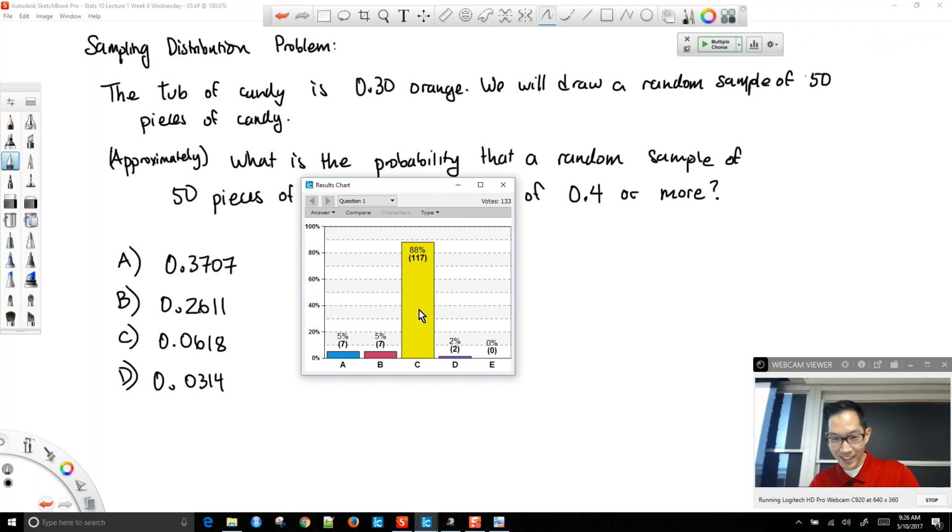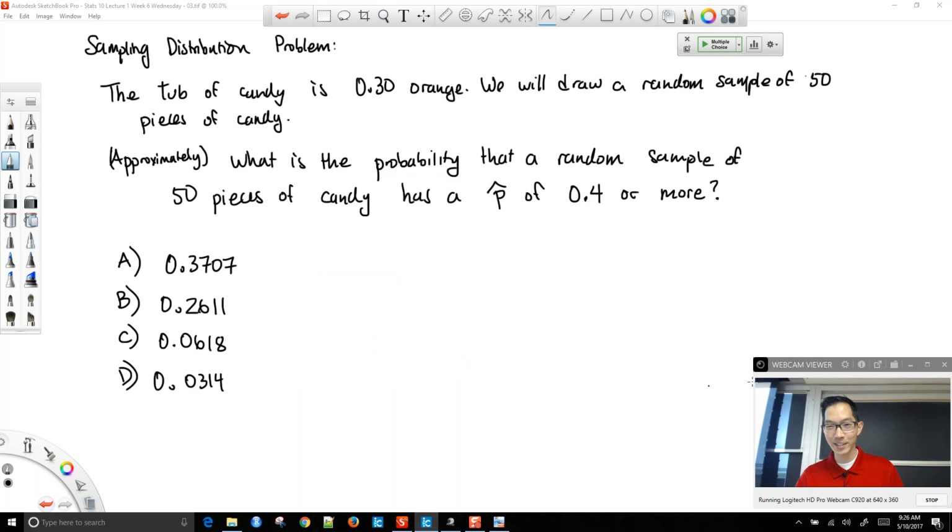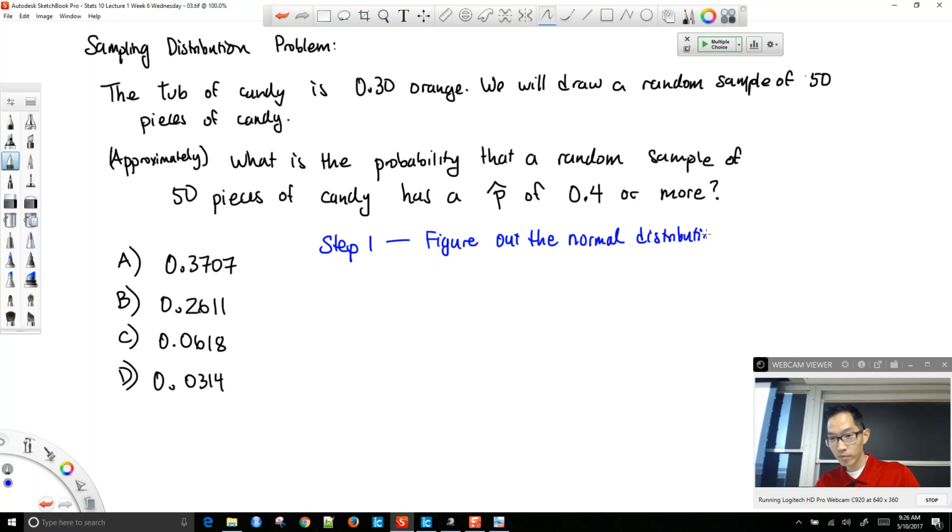Okay, and that is the correct answer. 88% of you got that correct. All right, so the steps to do this, and I gave you a little bit of a hand by doing the last part for you guys, right? But the first part, step 1, is figure out the normal distribution. Now that was done for you, but perhaps in future problems, it will not be given to you, right? So figure out the normal distribution.